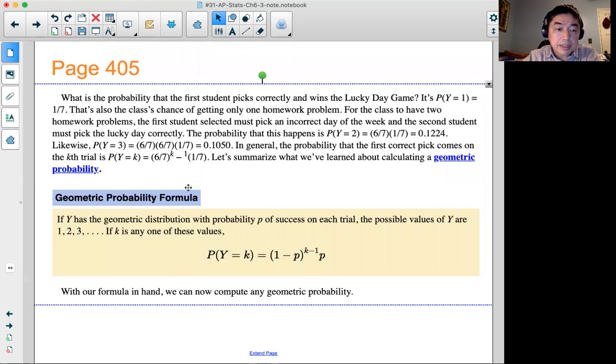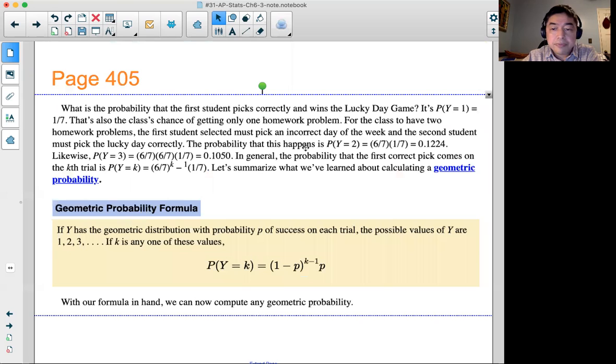Let me move this one so it's easy to see. What is the probability that the first student picks correctly and wins the lucky day game? It is written as the probability of capital Y equal to 1, which is 1/7, because it's 1/7 for the first time. That's also the class's chance of getting only one homework problem.